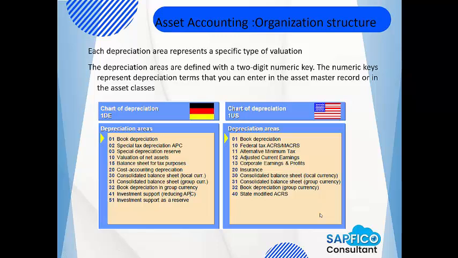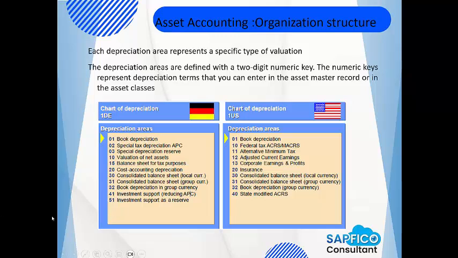So in a chart of depreciation, we have various depreciation areas. Typically in the asset accounting module, we can have 99 depreciation areas. The depreciation area is defined with a 2-digit numeric key. That's the reason we can have 99 depreciation areas in a chart of depreciation.